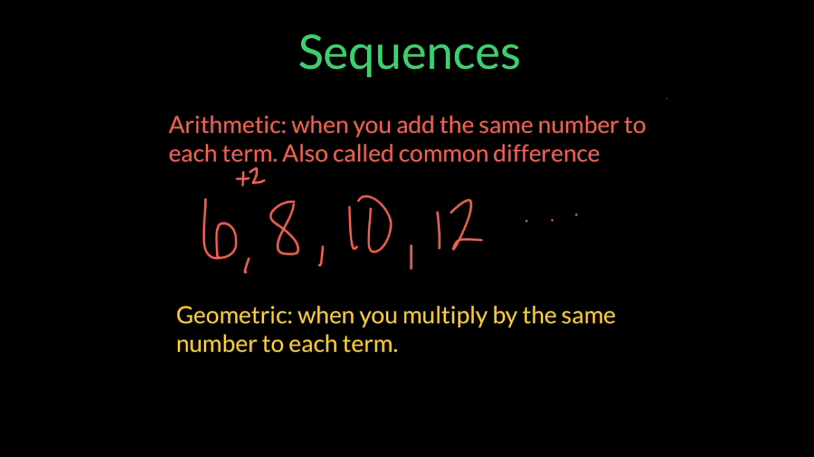Go on forever. Geometric is a little different because this is when you multiply by the same number to each term. So I'm going to start with a smaller number. Say we start with 2, and then this one doesn't have a fun name, but you have a common multiplier, so say it was times 3. 2 times 3 would give me 6, and then 6 times 3 would give me 18. And then 18 times 3 would be 54. So those get bigger faster. These are the two types of sequences we deal with in class.